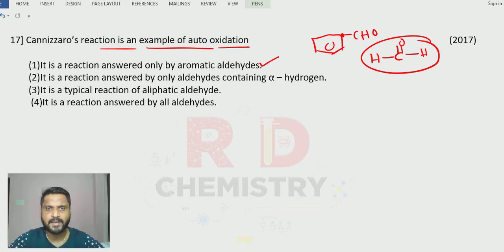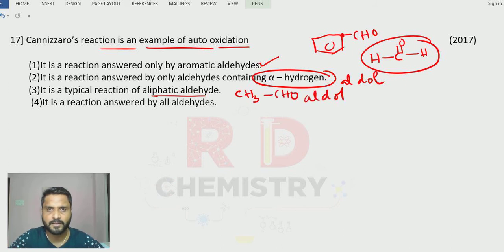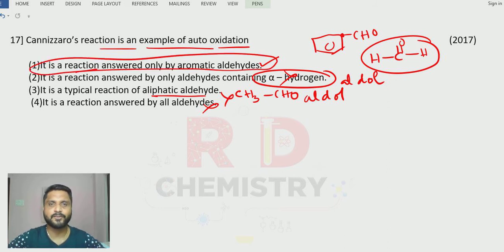Aldehydes that contain alpha hydrogen undergo the aldol reaction, not the Cannizzaro reaction. It need not be a typical reaction of aliphatic aldehydes. An aliphatic aldehyde can be CH3CHO, acetaldehyde, which can undergo aldol condensation, so that need not be the answer. Is the reaction answered by all aldehydes? No, not the answer. So the best answer is option number 1, aromatic aldehydes undergo the Cannizzaro reaction.